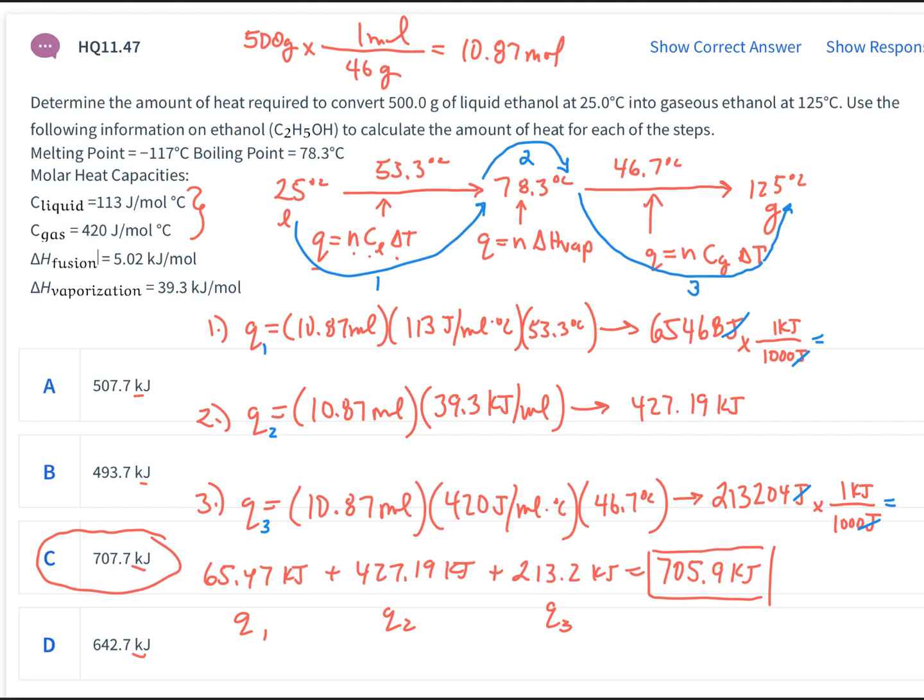So that's why I had to use the separate heat capacities for step 1 and step 3. Step 1, the heat capacity was for the liquid. Step 3, the heat capacity was for the gas. And the last important issue here, they gave us those heat capacities as molar amounts, so as energy per mole per degree Celsius, which means I can't just use the mass of ethanol. I need to convert the mass of ethanol into moles for these calculations.